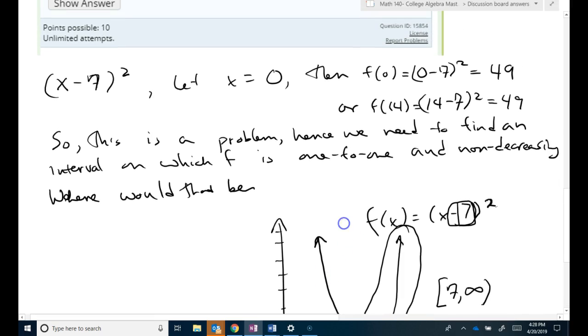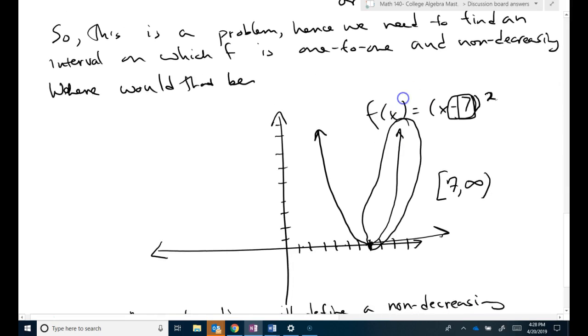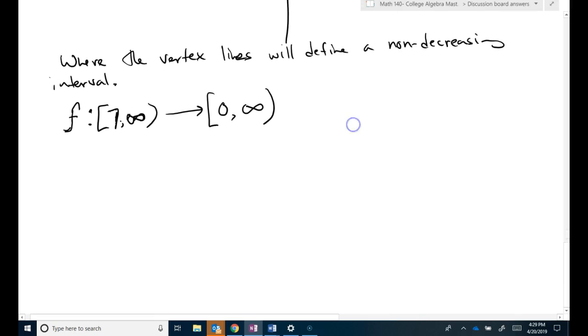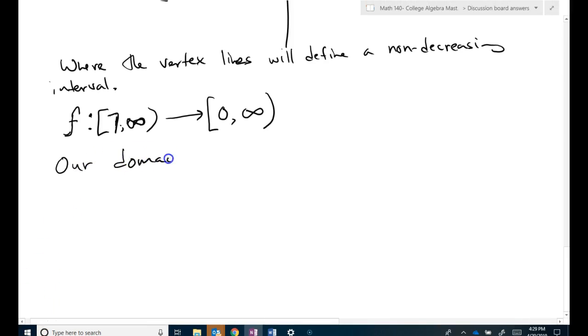Now, what that means, if you notice here, right? 0 is on one side of that divide. This value of 0, it's the f of 0, and then 14 was on the other side. So consequently, what you can see is we no longer have that problem, at least with 0 and 14. And if you see the graph, that basically eliminates all that problem altogether. Okay? So there we are. That's the restriction on the domain. So our domain is 7 to infinity. Okay?